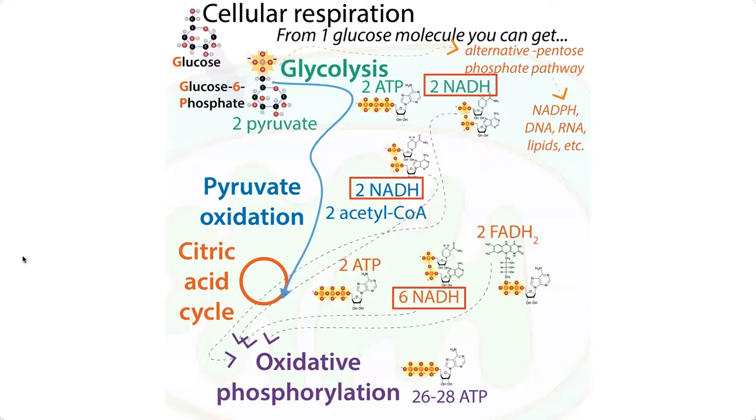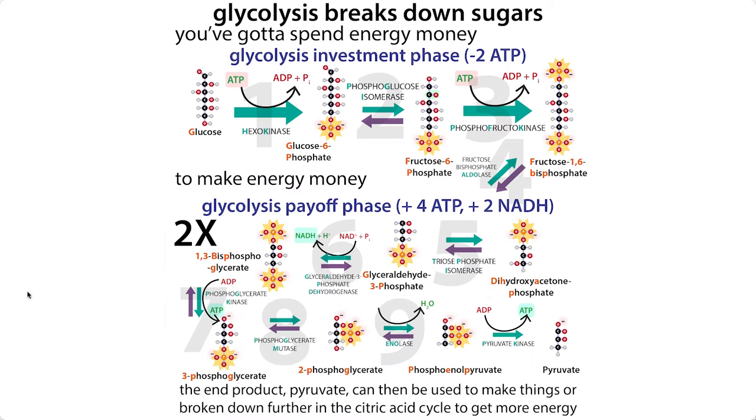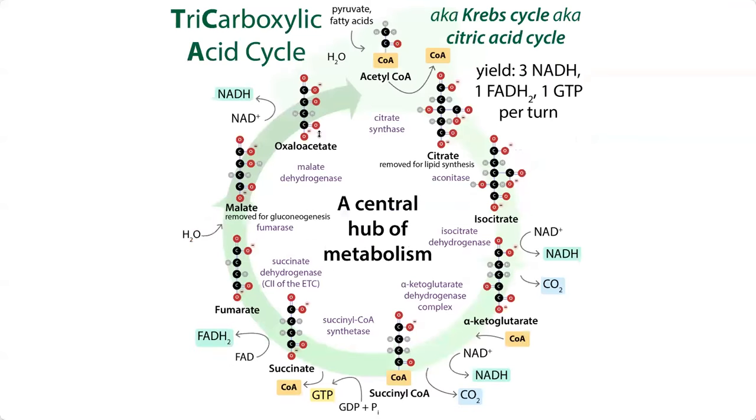Let's start by thinking about what happens when your cells go to break down glucose, so blood sugar. The first step is that glucose is going to be broken up in the process of glycolysis. Glycolysis is going to generate a couple of NADHs and is going to generate pyruvate. Pyruvate can then get oxidatively decarboxylated to give you acetyl-CoA, and that acetyl-CoA can then enter the TCA.